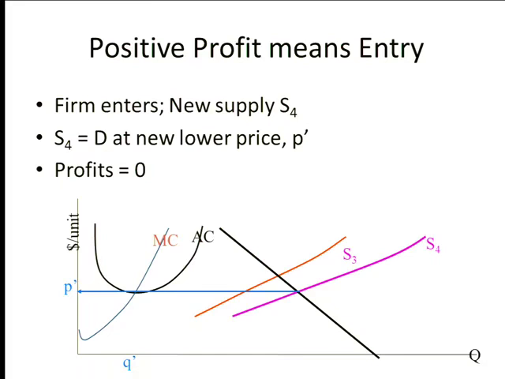Do any firms want to come in? No. Do any firms want to leave? No. That's long-run equilibrium. Supply equals demand. Price equals marginal cost above average variable cost, right? And profits equal 0. Those three things give you a long-run equilibrium.